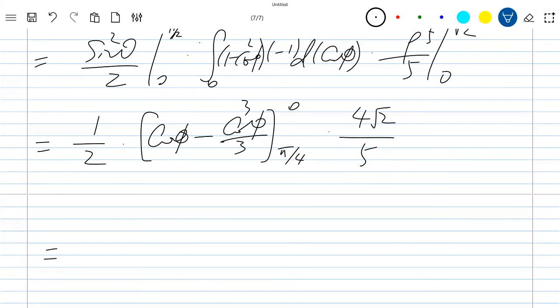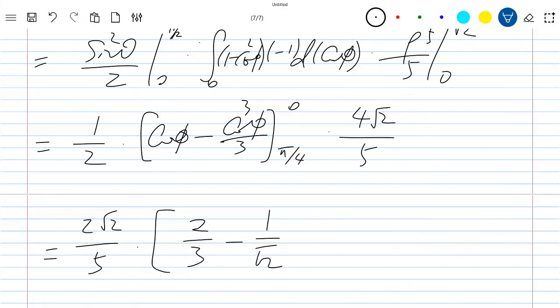Okay, now let's cancel some. This 2 and 4 equals 2 root 2 over 5. Then what is this? Plug in 1, you get 1 minus 1/3. Plug in pi over 4. This is, let's see, 1 over root 2, right? That's cosine pi over 4. And its cube would be 1 over 2 root 2. And divided by 3, 1 over 6 root 2. Right? And this minus sign becomes a plus sign when you flip it. Okay, we're almost done.